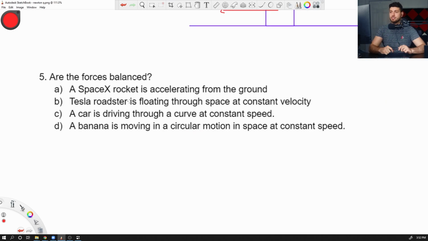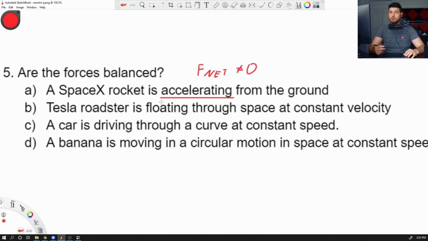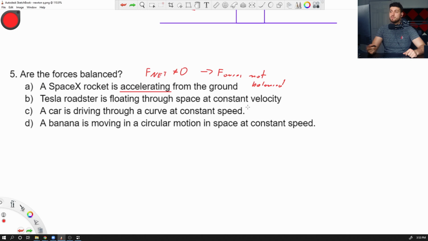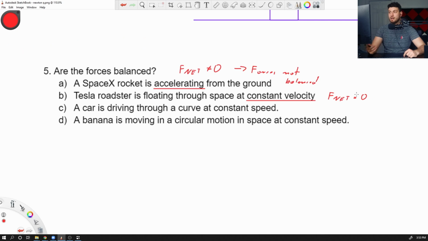Question 5. Are the forces balanced? A. A SpaceX rocket is accelerating from the ground. Well, accelerating tells you that Fnet is not equal to 0. We'll talk about that in future videos, but remember for now that if there is some acceleration, so either we speed up or slow down, Fnet for sure is not 0. So in this case, forces are not balanced. B. A Tesla Roadster is floating through space at constant velocity. Constant velocity is a big hint here. We know that if an object is moving at constant velocity, it obeys the first Newton's law, therefore Fnet is 0, therefore the forces are balanced.